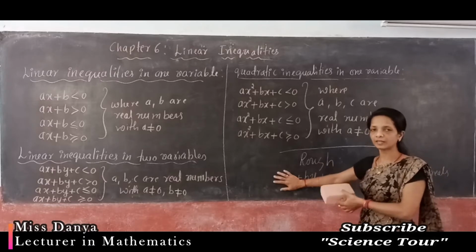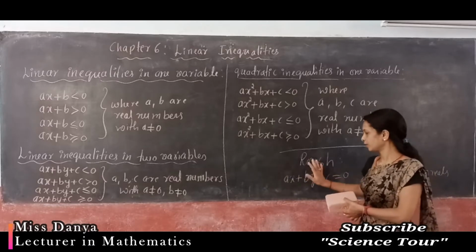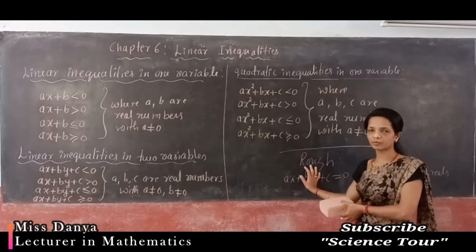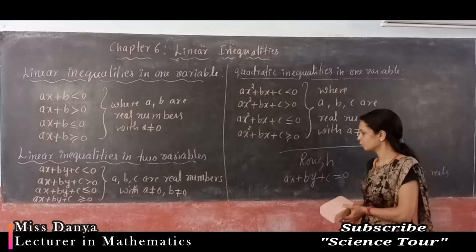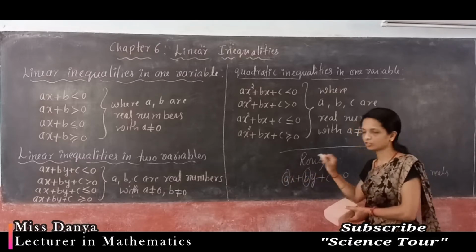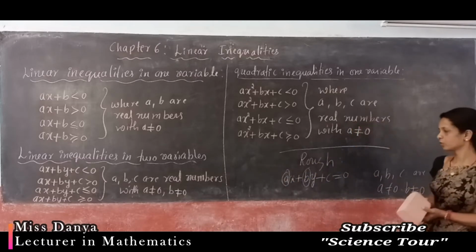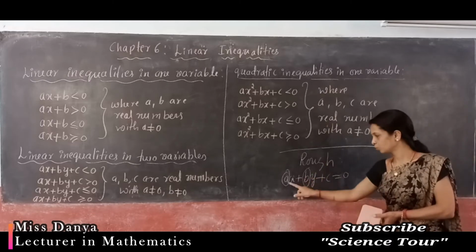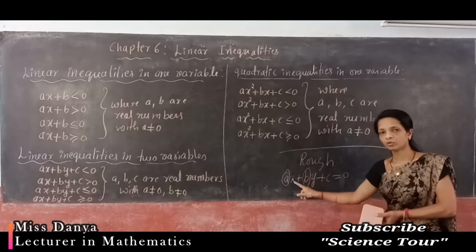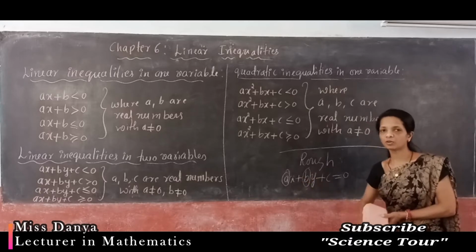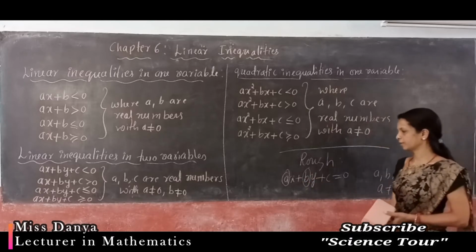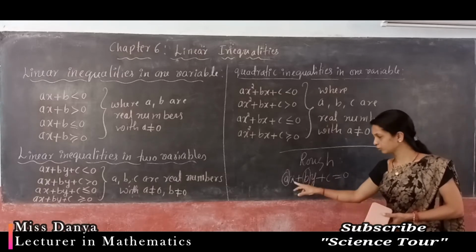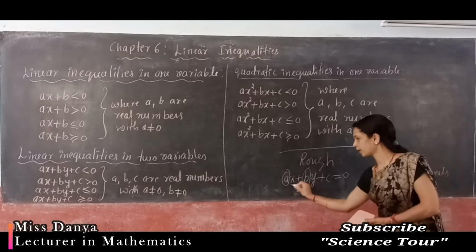That will be a linear equation in one variable. And if b is 0, then this term will not be there. You have a linear equation in one variable. So for that reason, both a and b should be not equal to 0. Then only you have a linear equation in two variables x and y. The coefficients of x and y should be not equal to 0, and this is a linear equation in two variables x and y.